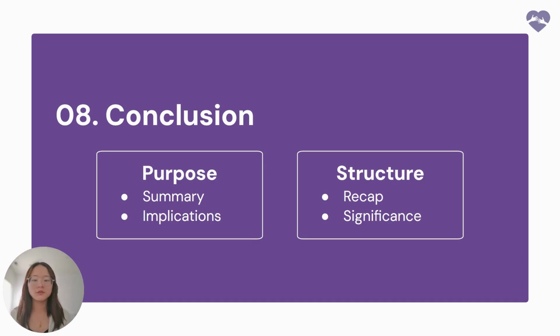Then discuss the significance of your work. Explain why your findings matter, both in the context of the research field and in practical terms. You can also suggest directions for future research, identifying any gaps or limitations in your study that could be explored further. This shows that your work contributes to ongoing academic inquiry.